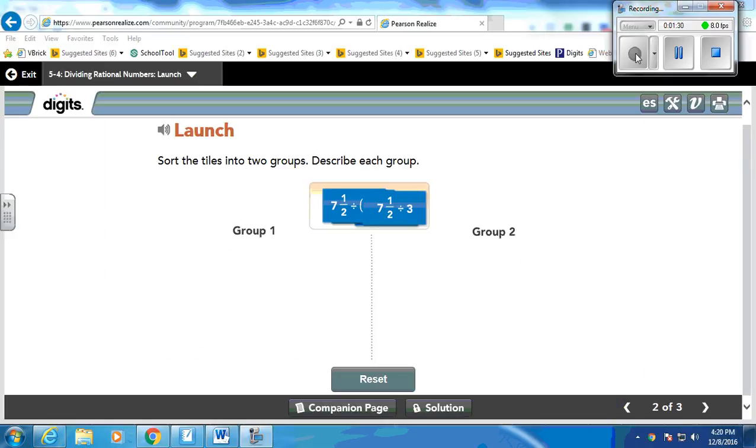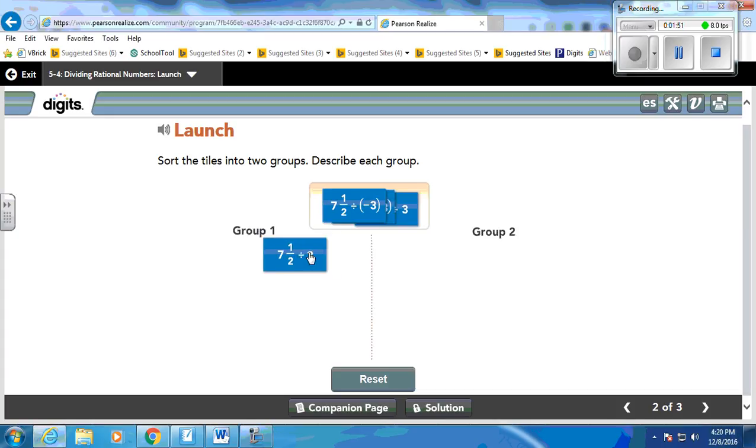Okay? For the next question, for the launch, because now we're moving into topic 5-4, they are asking you to sort the tiles into 2 groups, and then we're going to need to describe each group. So, of course, you guys don't have this on your paper, so you just get to watch me do this. So the first question I see is 7.5 divided by 3, and I'm just going to throw it into group 1 because I don't know what the other tiles tell me just yet.